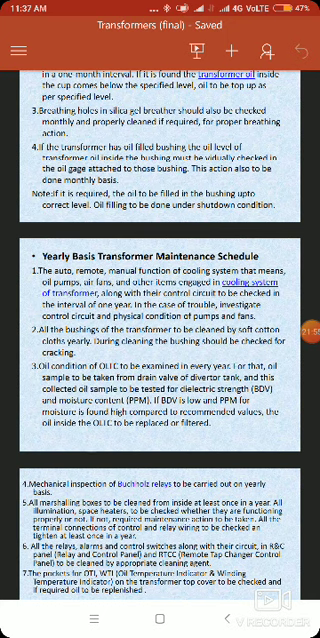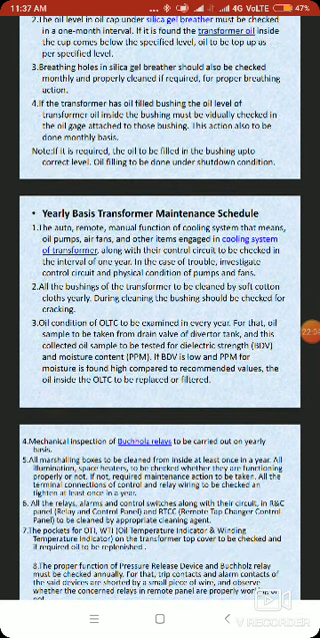So, coming back to the point, the oil sample is to be tested for dielectric strength and BDV, and moisture content in ppm is to be checked. If the BDV is low and the moisture ppm is found high compared to recommended values, the oil inside the OLTC is to be replaced or filtered. Later we'll explain in brief how the oil BDV test is done and what is to be done. I'll describe it very briefly.